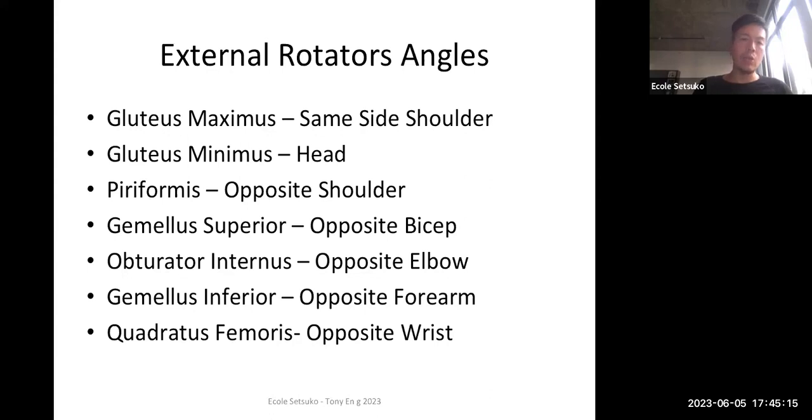Now bring your leg towards your opposite bicep, till you feel a stretch or resistance. Okay, so bring it to your left bicep area towards that direction till you feel a stretch. So that is the gemellus superior. Feel that for a moment. Good. Now slightly bring it towards the opposite elbow. Feel a different stretch now. That's the obturator internus.